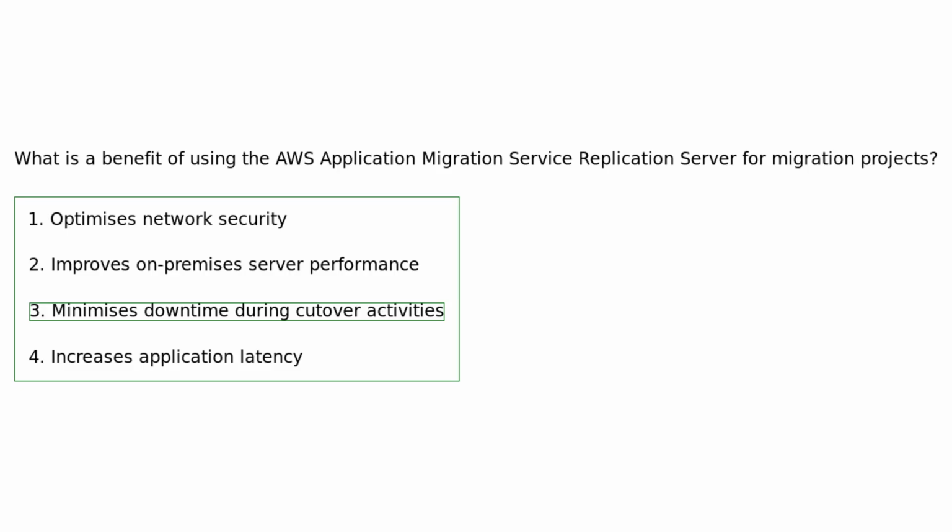AWS Application Migration Service Replication Server helps minimize downtime during cutover activities, ensuring a smooth migration process with minimal disruption.